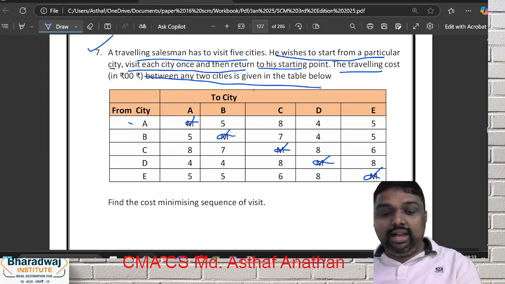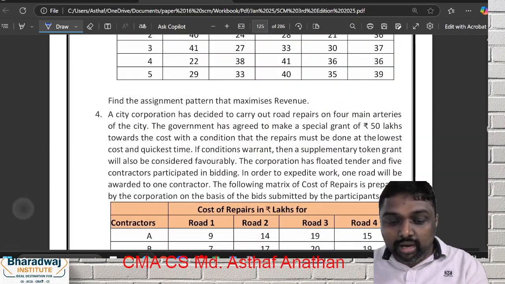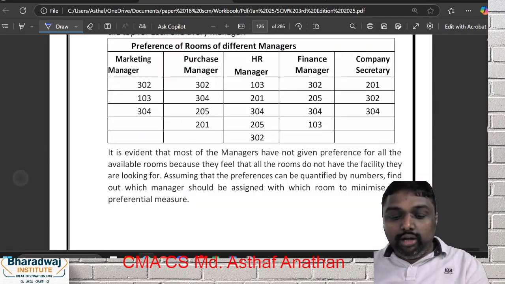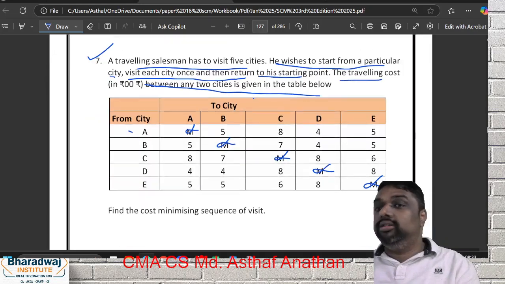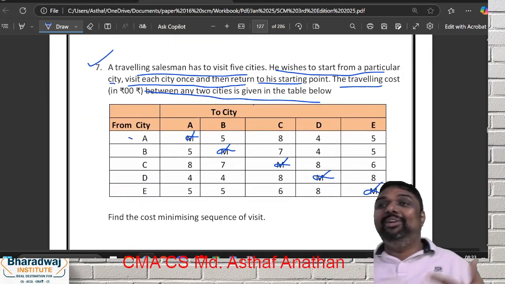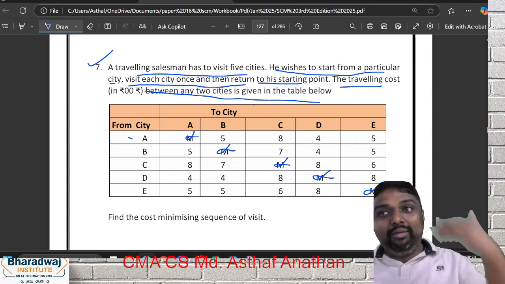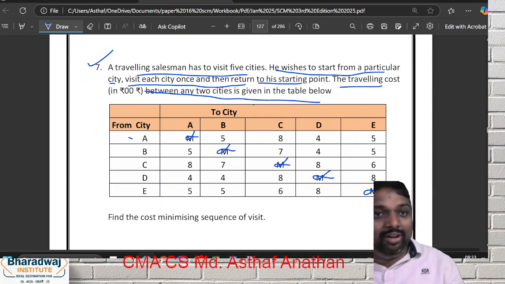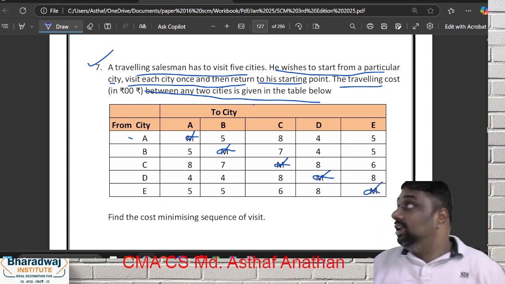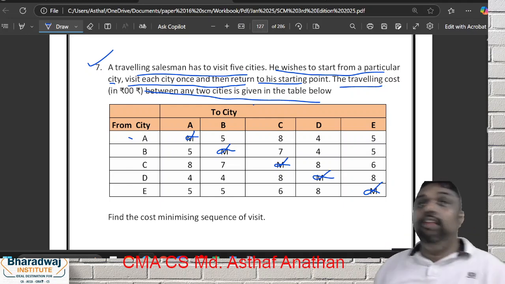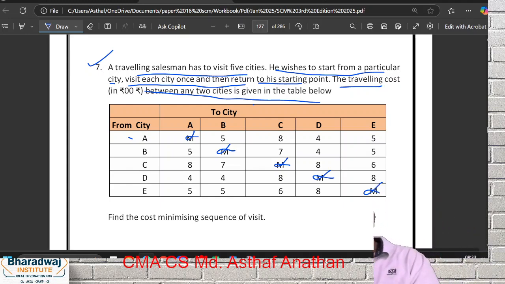That M means we already did in one question in the class. M or infinity means that you cannot allot, because you don't need to travel again from city A to A. You have to go A to B, B to C like that, different cities only. So this is the traveling salesman specialty. All these common diagonal cells will have an infinite value, and then you can give the M or infinity.